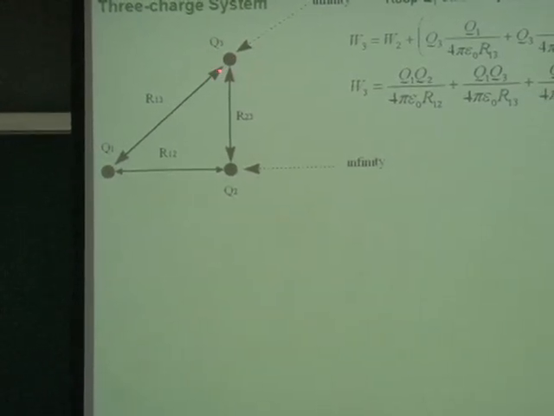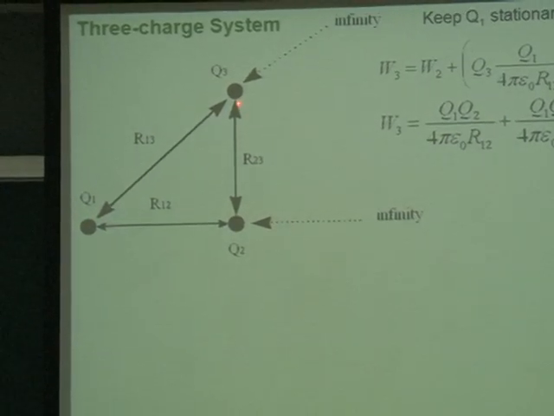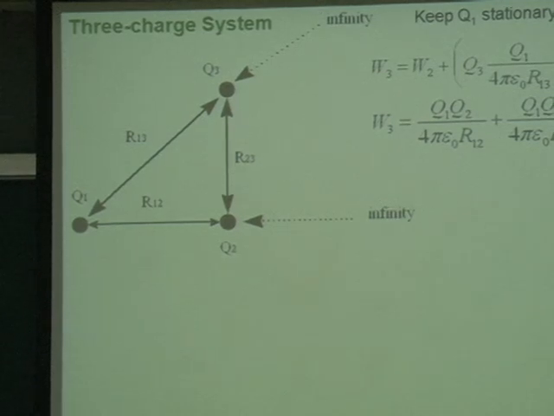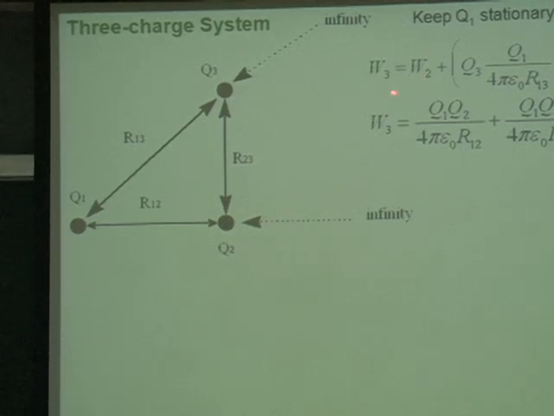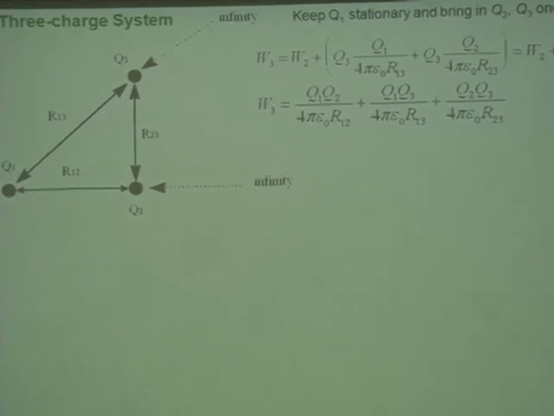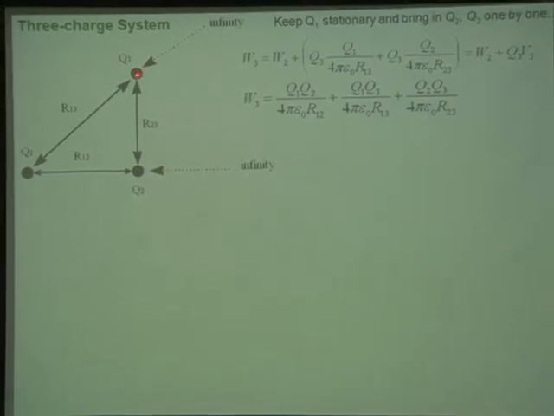some location with the distance R13 from Q1 and with the distance of R23 from Q2. So this could be the easiest experiment you'll do, right? And so you put these two charges together. You spend this amount of work, W2. And now you want to bring the third charge from infinity to some location.